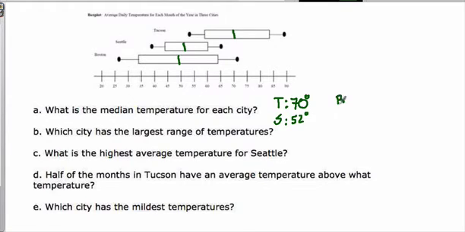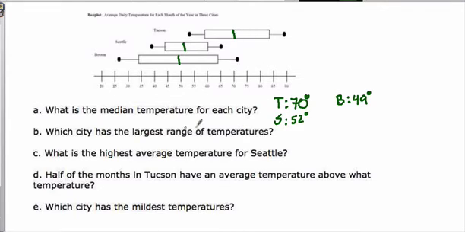So if we're just looking at the median temperatures of these 3 cities, we would say Tucson is much hotter than Seattle or Boston, which are relatively similar, right? Just looking at the median, you're going to think that Seattle and Boston are pretty similar. But looking at the spread or the range, they're actually not that similar. They have a median that's pretty close to each other, but the range is different.